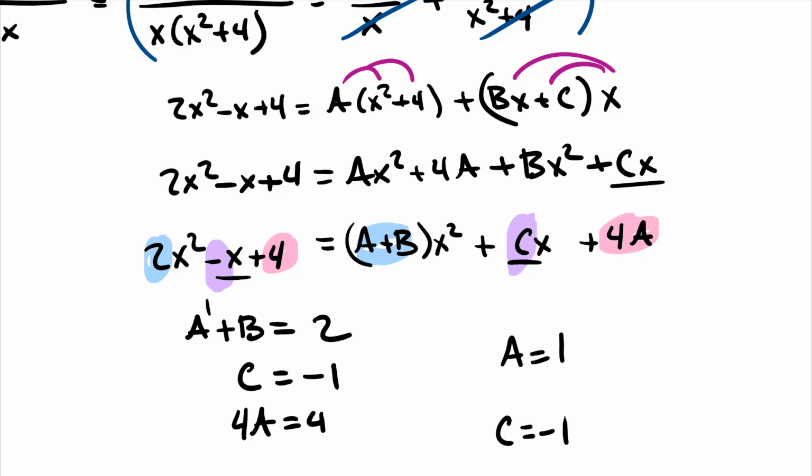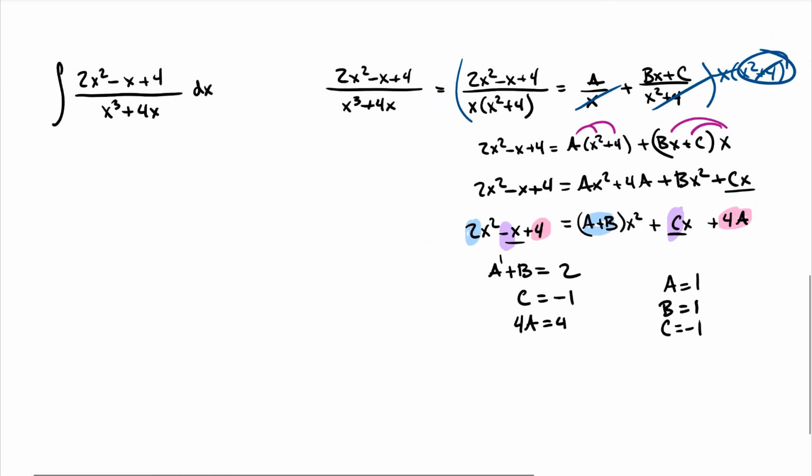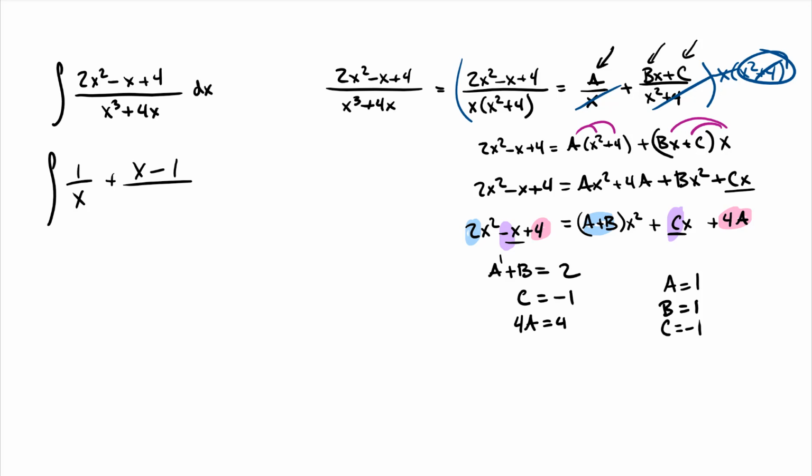1 plus what equals 2? b is equal to 1. Hey, a is 1, b is 1, c is equal to -1. That's not bad. So let's go back and solve our integral. We're going to end up with 1 over x, plugging in a 1 there, a 1 for our b, and a -1 for our c. So then we have 1 over x plus (x minus 1) over x squared plus 4.